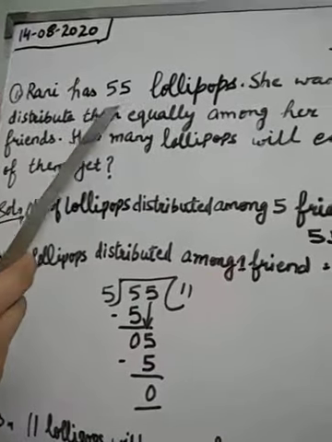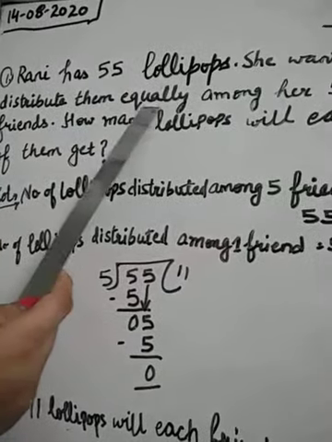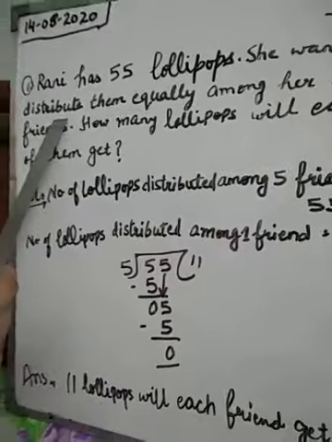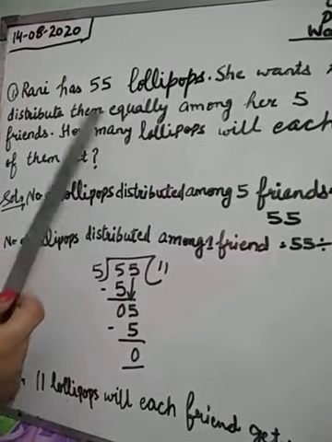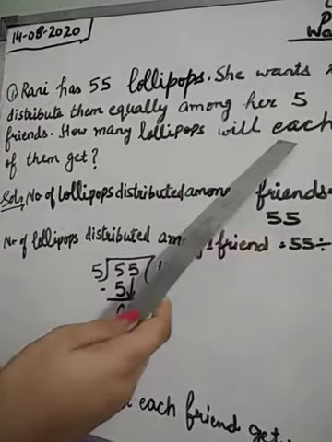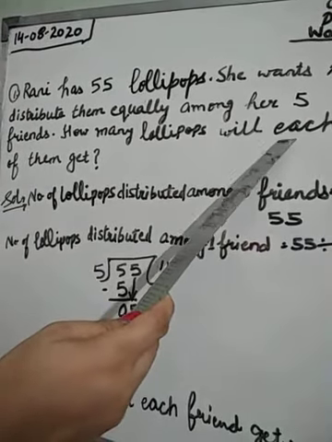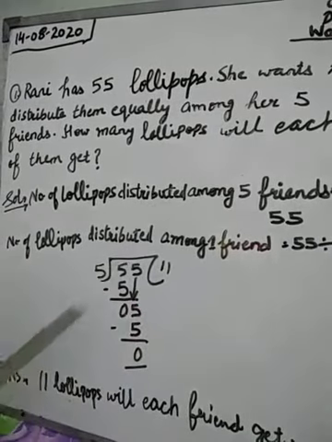Rani has 55 lollipops. She wants to distribute them equally among her 5 friends. So distribute. Distribute means bante. Equally she wants to distribute. How many lollipops will each? एक फ्रेंड को कितना मिलेगा? And whenever we are talking about one friend, so we will do division here.